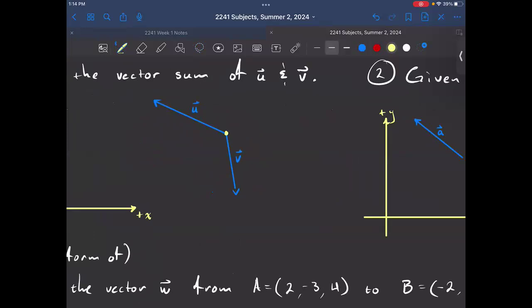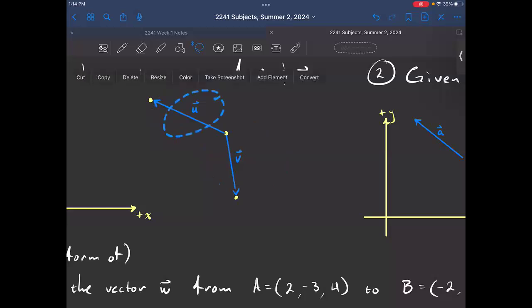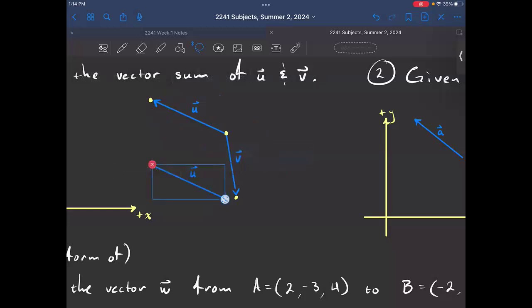We'll put a point there, the initial and terminals of u and v, and then copy paste both of them. Actually, I want the tips as well. There we go. All right, we'll just do it this way. Copy, paste, copy, paste. Move things into place, and we should be good. There we go. Tip, and the final point that we end up at.